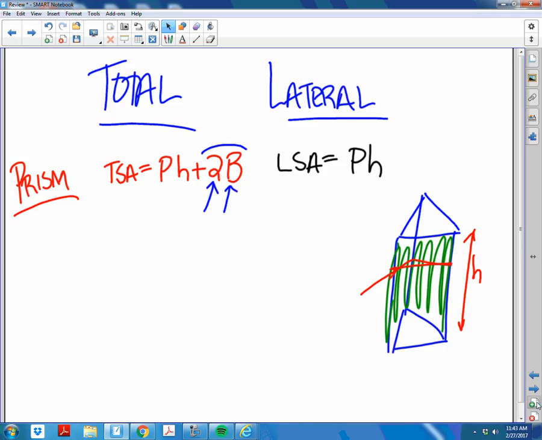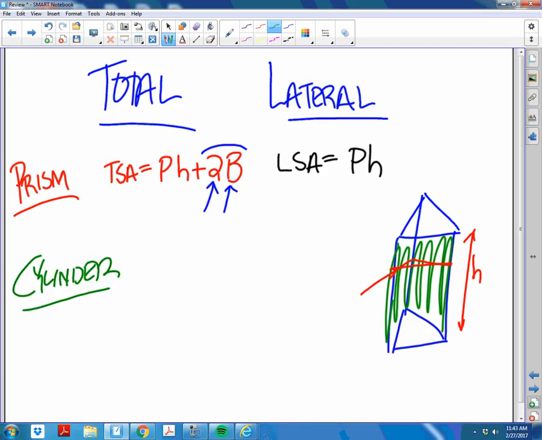Okay? So for cylinders, you think it's hard, but let's talk about what it is. Because I will bet you're going to find some similarities between the prism and the cylinder. What's the formula for the total surface area of a cylinder? Claire, what is the formula for the total surface area of a cylinder?